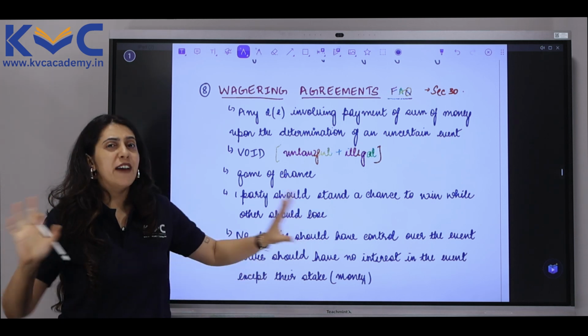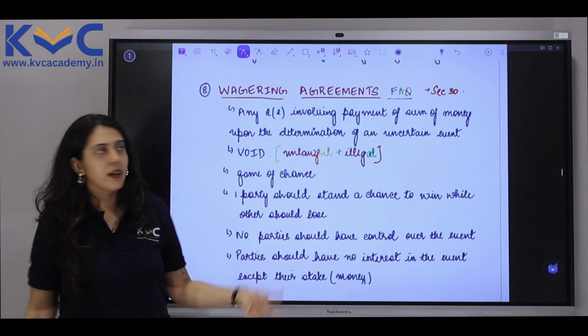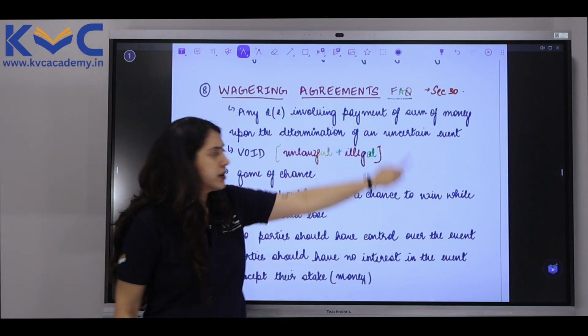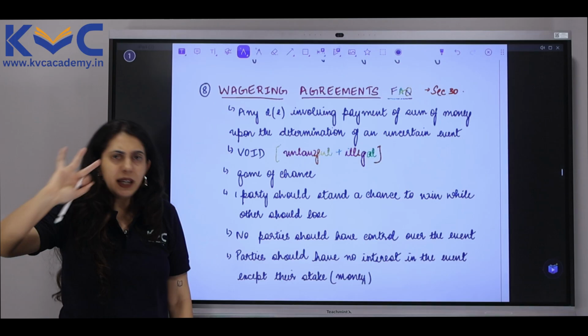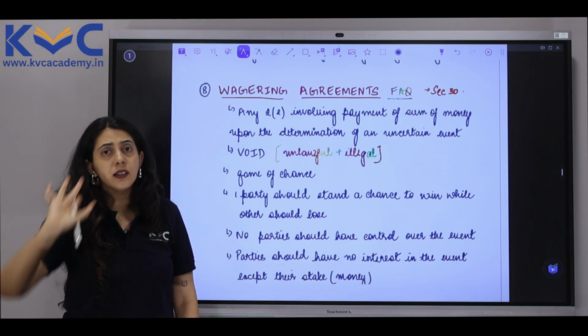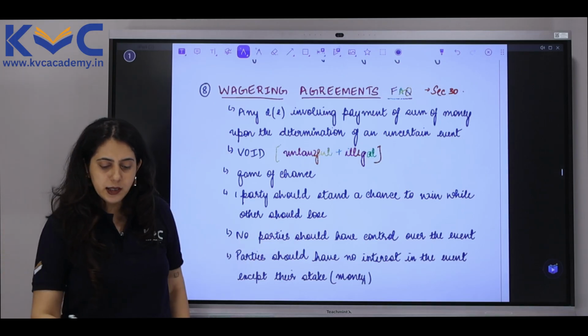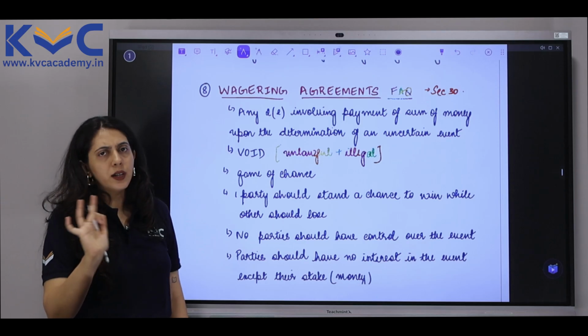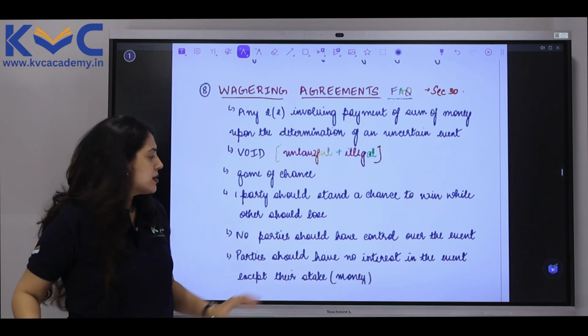No parties should have any sort of control over the event. The event should be completely uncertain and the parties should not be interested in the event otherwise than the amount which they have put at stake, right? Otherwise than their stake, they really don't care about any of the other events that are happening.